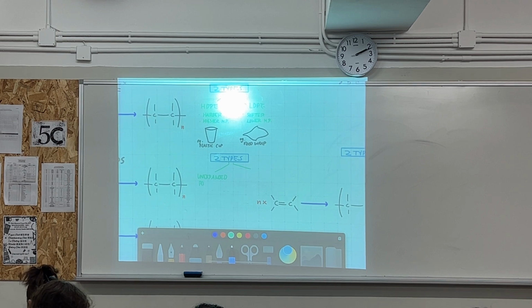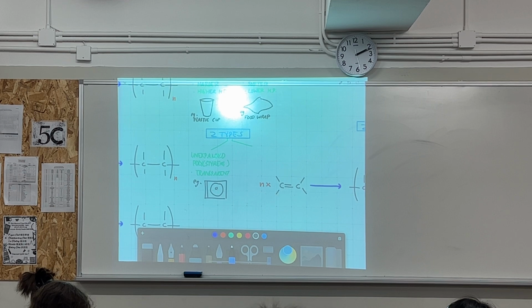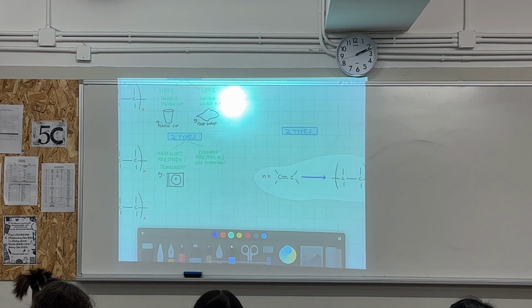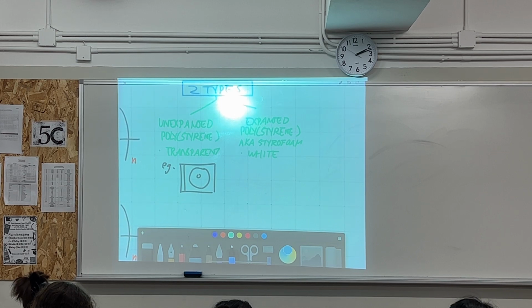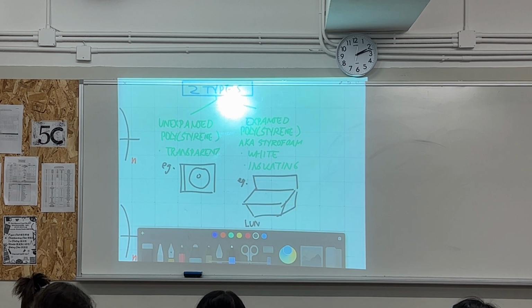So unexpanded polystyrene is transparent. An example will be the CD box or CD jacket, or whatever you call it. And then on the right you have the expanded polystyrene, also known as styrofoam. For this one, it is not transparent anymore. It is a white material that looks like foam, so that's styrofoam. It is a very insulating material, so therefore, for example, lunch boxes. So this is the CD box or something.